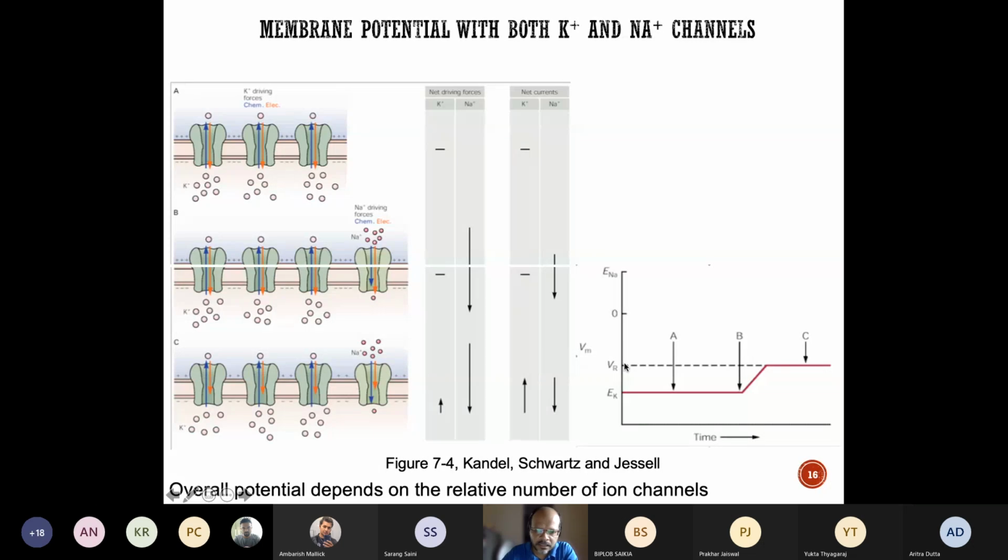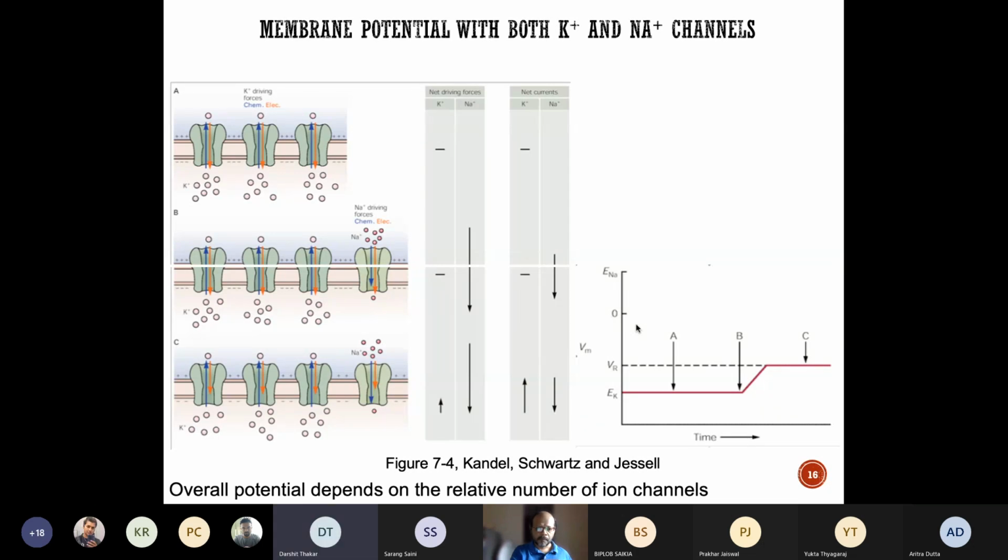So now the question is, this is a question to everyone: why is this VR, resting membrane potential, at this particular value, minus 60? Why is it not at 0 or plus 20? What determines between EK and ENa where this potential is eventually going to settle? Can anyone think?